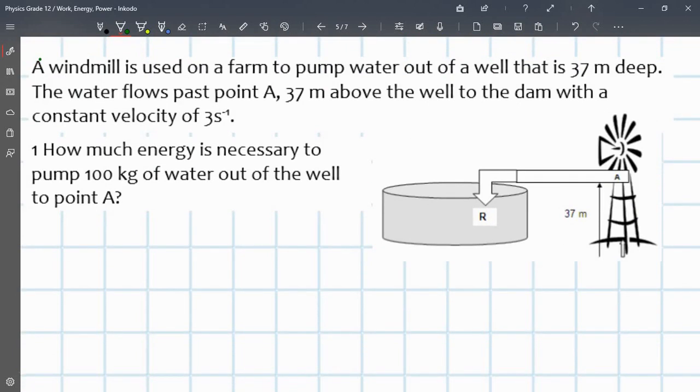It says a windmill is used on a farm to pump out water from a well that is 37 meters deep. The water flows past point A. So there's point A, right here. Past point A, the water was 37 meters above the well to the dam with a constant velocity of 3. This should be 3 meters per second. Apologies for that.